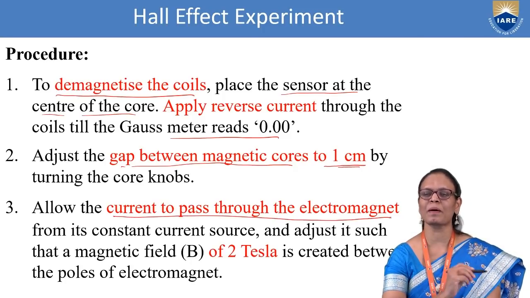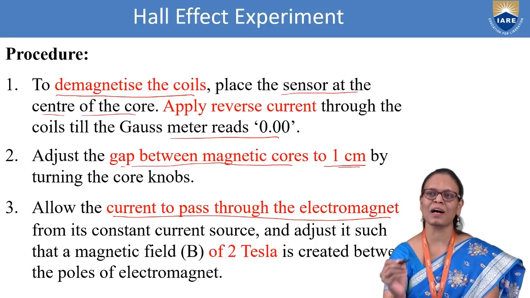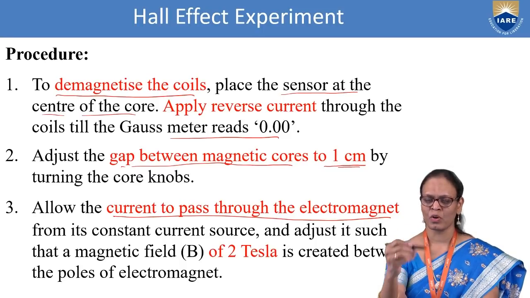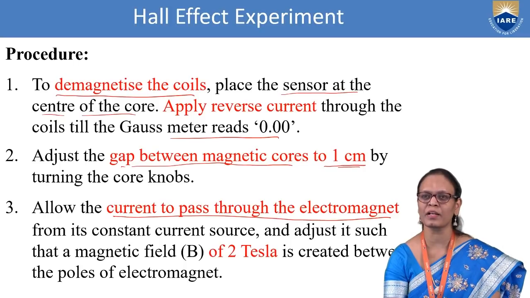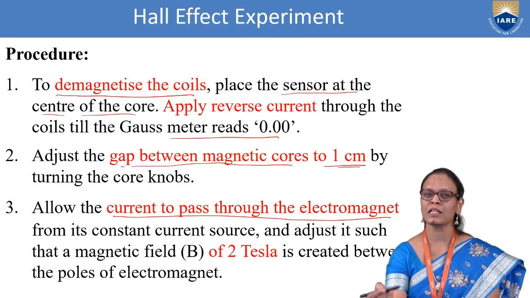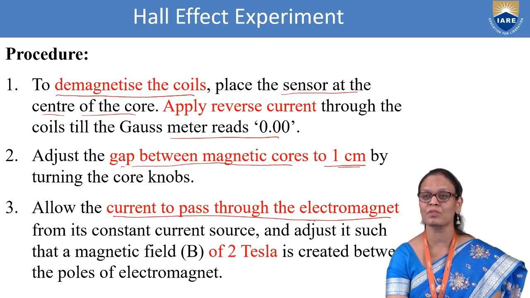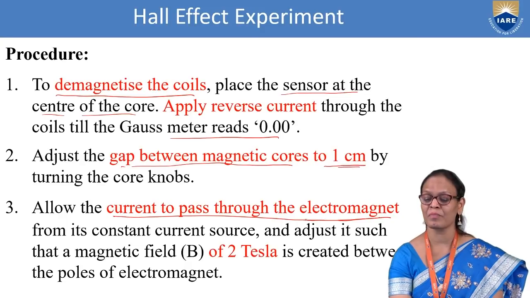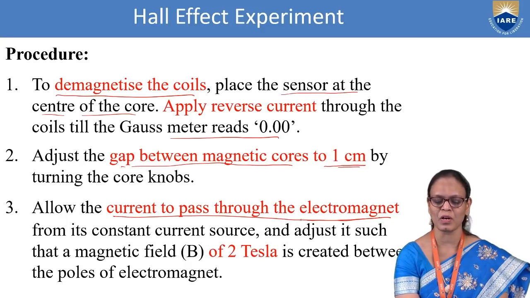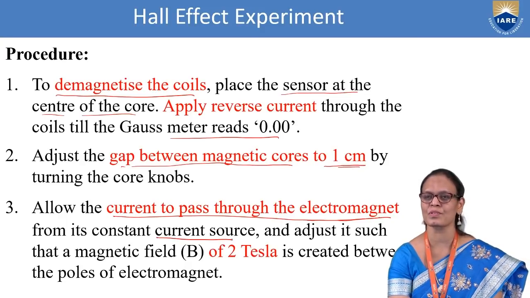We will switch on the power supply so that current will pass through the copper wire which is wound on the soft iron core, and then these soft iron cores will now become electromagnets. As I told you, it is the magnetic effects of electric current. So they are now acting like electromagnets because of the current flowing from the constant source.